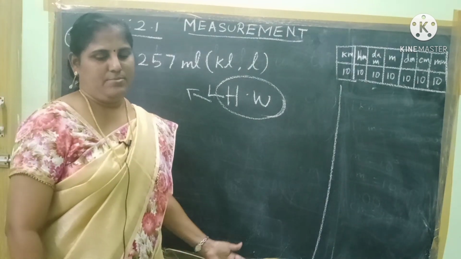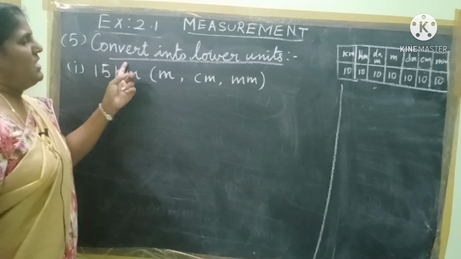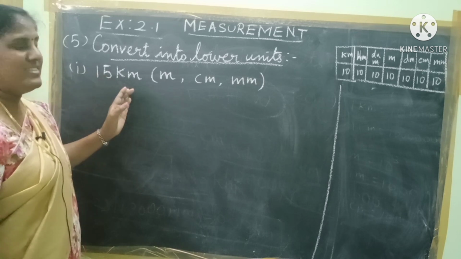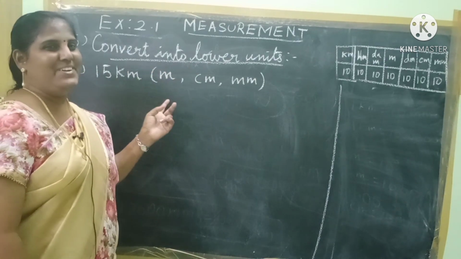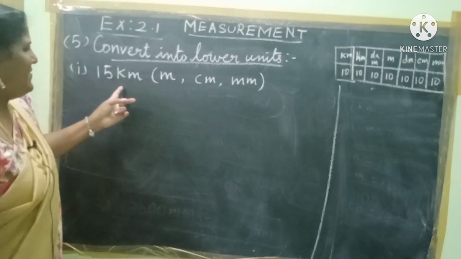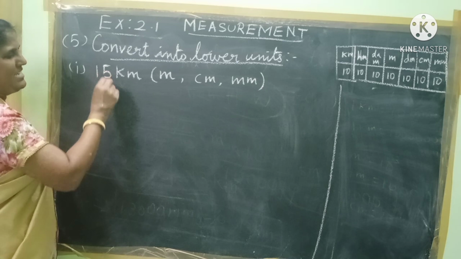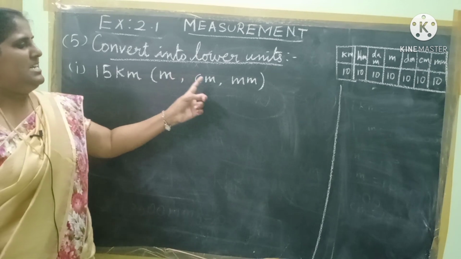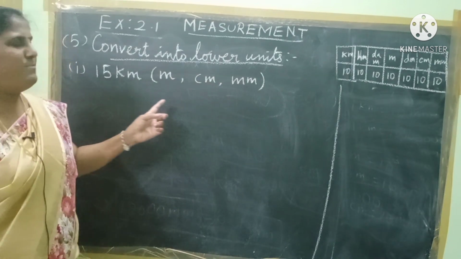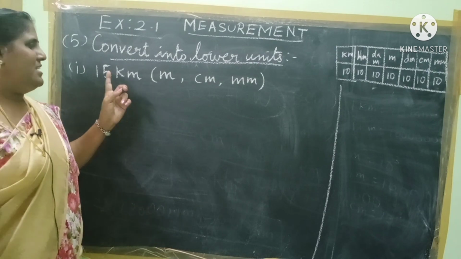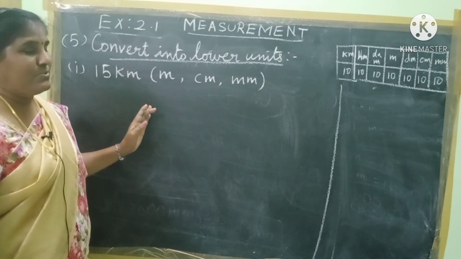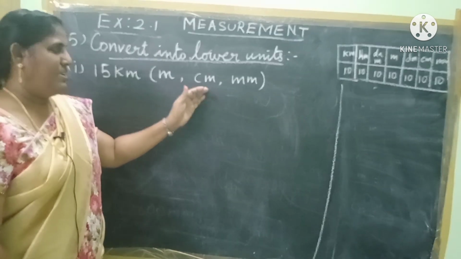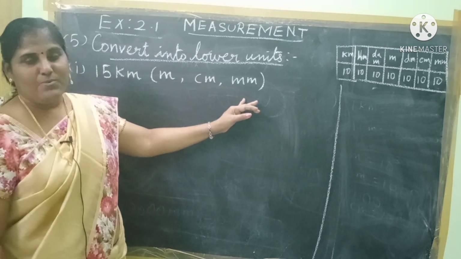Let us go to the next sum, the 5th question. Convert into lower units. In this sum we need to convert to lower units, since they have given a higher unit. What is given? 15 kilometer. Among the 4 units, kilometer, meter, centimeter, millimeter, which is the biggest one? Kilometer is the biggest. So we need to convert kilometer to a smaller one, meter, then a very small one, centimeter, and a very small one, millimeter.